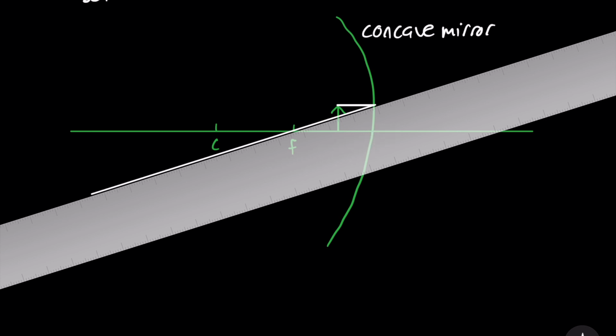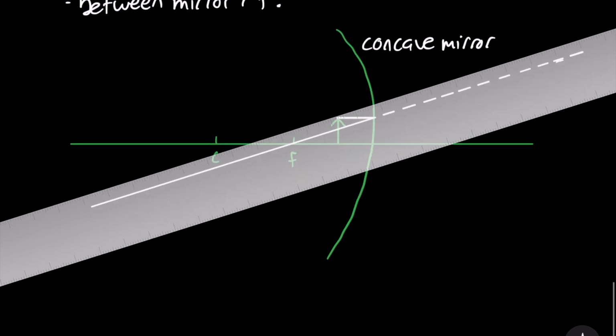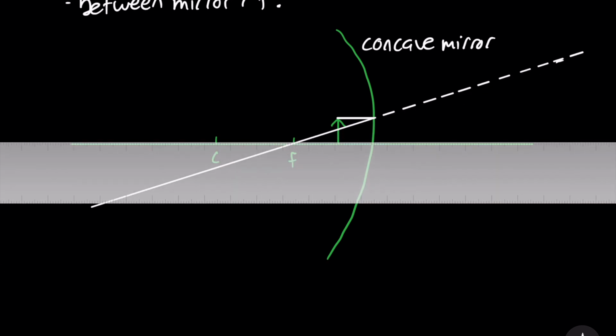Now I'm going to let you in on a little secret. When you have an object that is in front of F on a concave mirror, you should always think to yourself, this is going to be a virtual image. This image is always going to be found within the mirror. So because I know that, I'm going to extend rule 1 into the mirror like so, just with some dotted lines, and we'll see if it pays dividends when we come back to when we're finding our image. So we have rule 1 done.